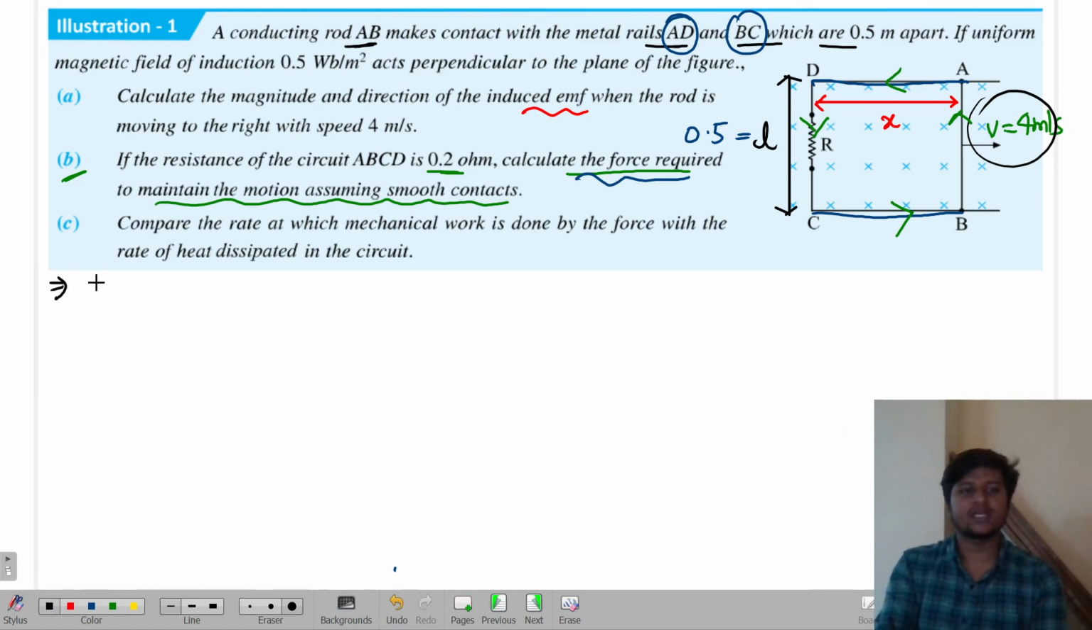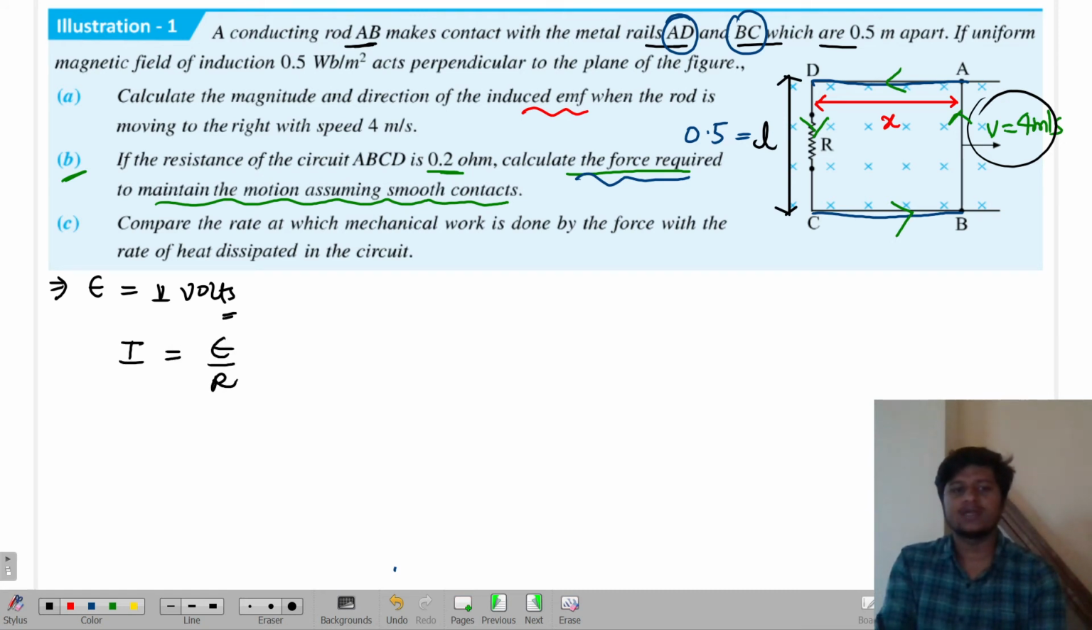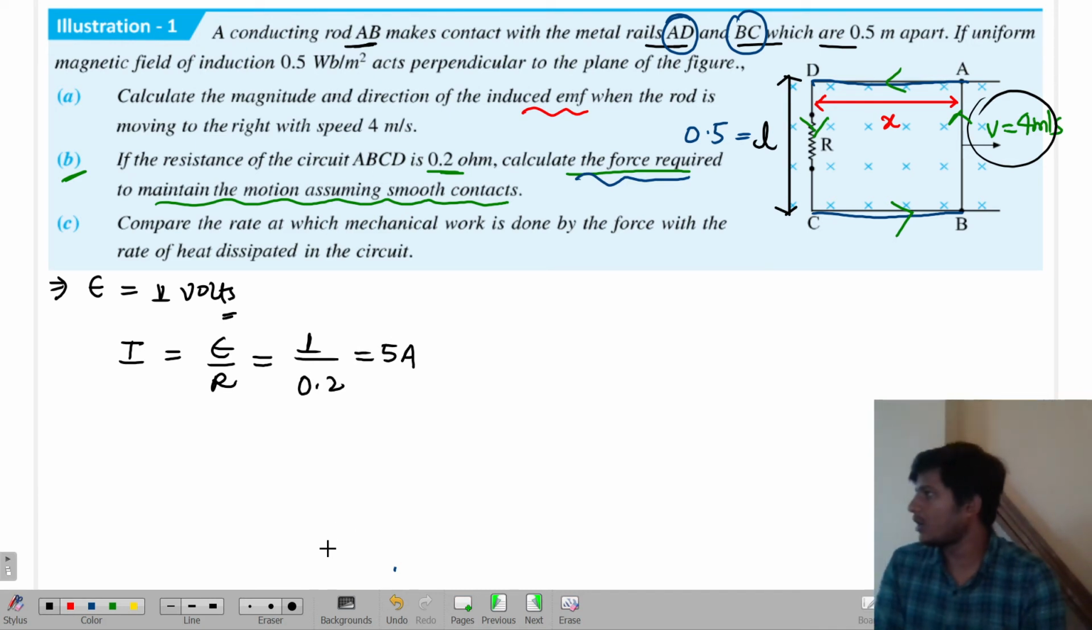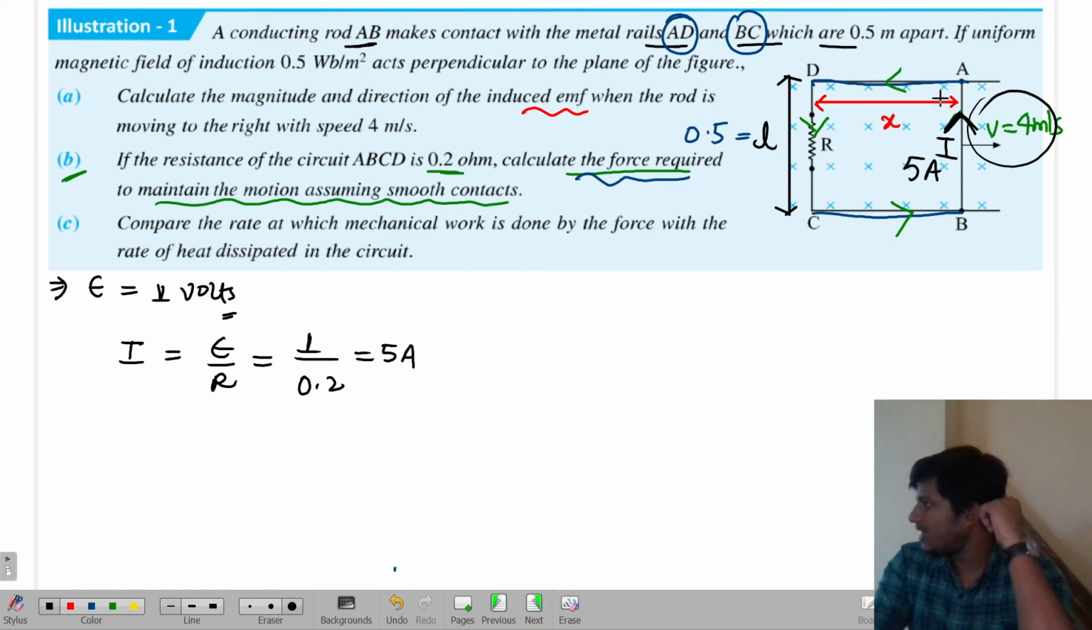How much is the EMF generated? 1 volt, yes or no? EMF generated is how much? 1 volt. So therefore the current generated will be what? EMF by resistance. EMF is 1, resistance is 0.2, so is it 5 ampere that will be the current generated or not? So in this rod, how much is the current generated? 5 ampere. So now look over here. If a current is generated and there is a magnetic field, and the length of the conductor is also known.